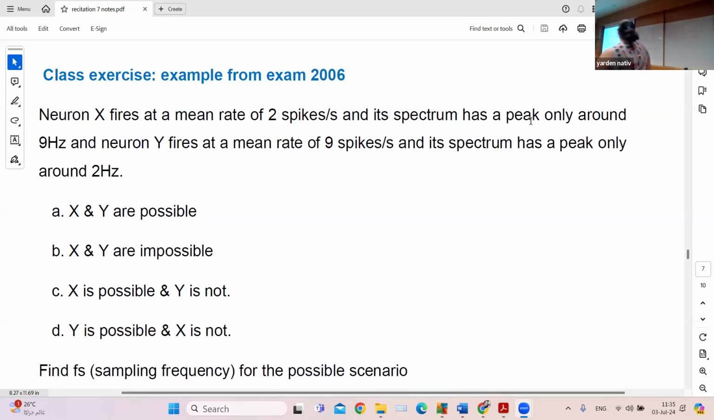So don't worry. Great. So we have neuron X, and it fires at a mean rate of 2 spikes per second, and its spectrum has a peak only around 9 Hertz. And another neuron Y, which fires at a mean rate of 9 spikes per second, and its spectrum has a peak only around 2 Hertz. Which one of them is possible? Both of them, only one of them, or none?